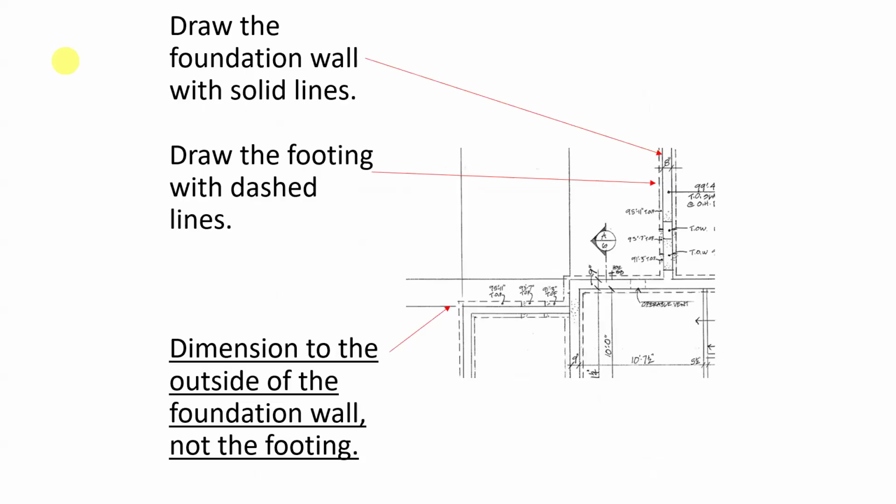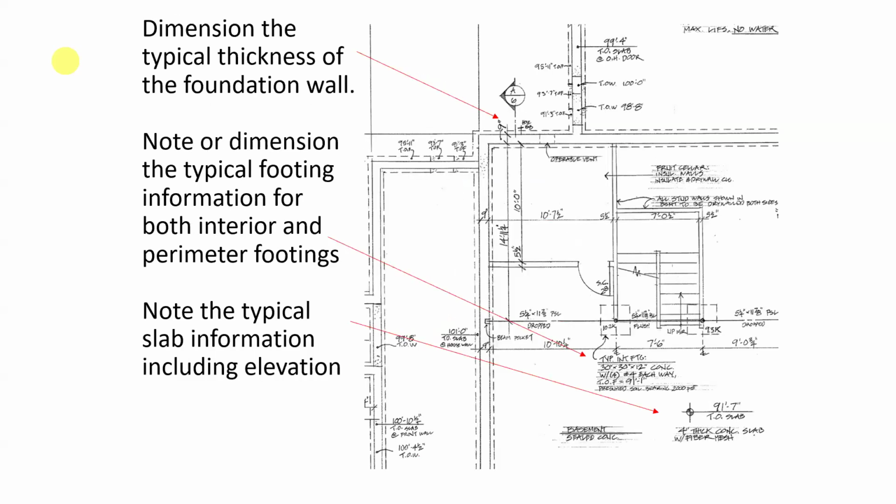So just a little reminder, we show the foundation wall with solid lines and we show the footing with dashed lines. And we always dimension to the outside of the foundation wall, not the footing. I'm showing the typical thickness of the foundation wall, or I could also have a note that says typical foundation wall is 9 inches thick. I'm also noting or dimensioning the typical footing information for both interior and perimeter footing. So on this blow up here, I'm just showing you what I showed you before, the interior footings. And then you also know the typical slab information, including elevation.